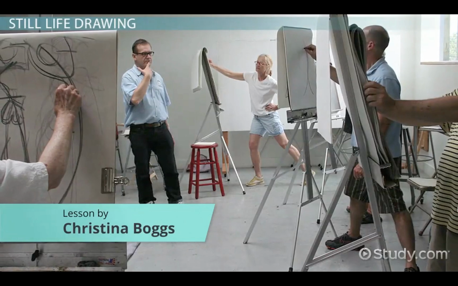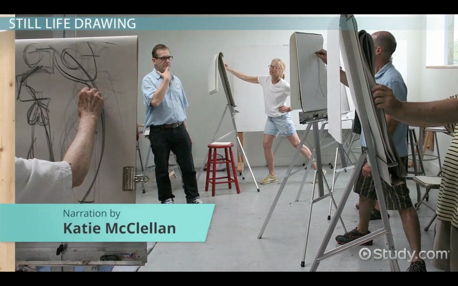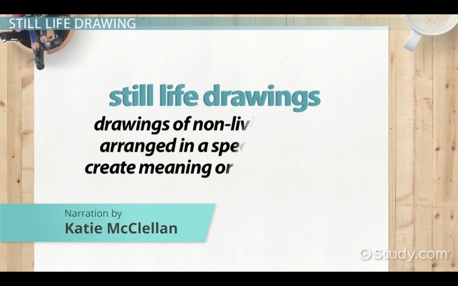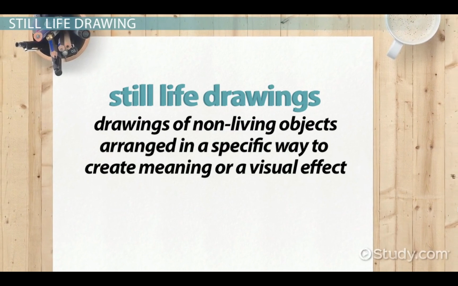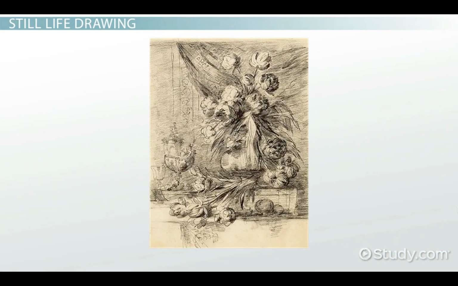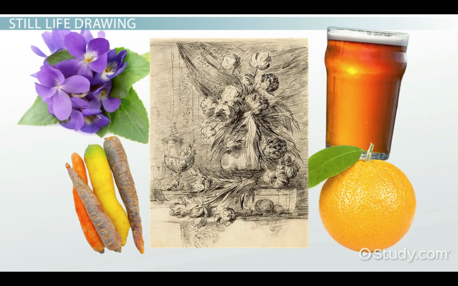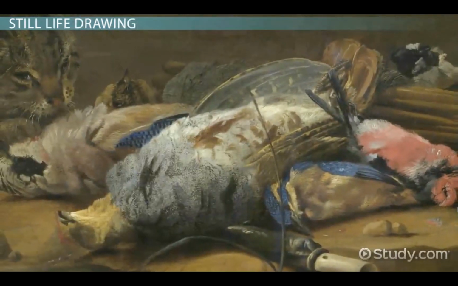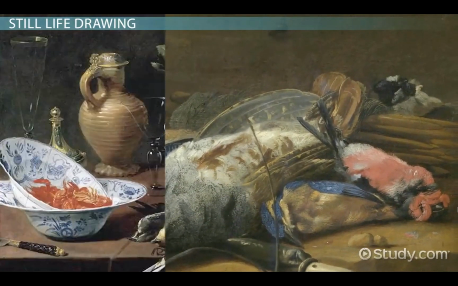If you've ever taken a studio art class in school, you may have learned how to draw a still life. Still life drawings are drawings of non-living objects arranged in a specific way to create meaning or a visual effect. Common still life objects include things like flowers, fruits, vegetables, and other foods and beverages. Dead animals, like wild game and fish, can also be included in a still life drawing.